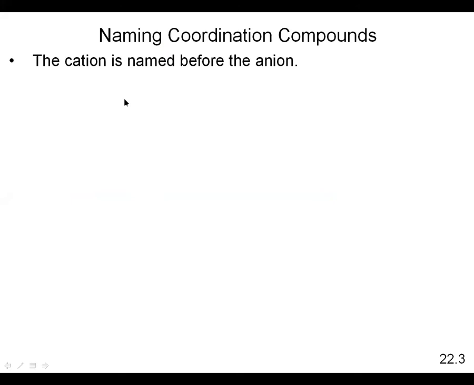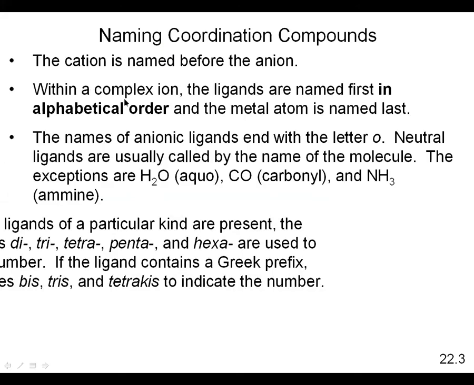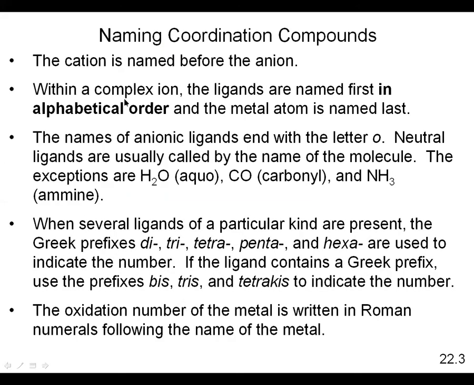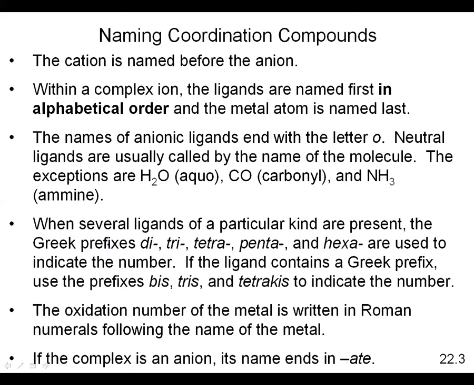So let's talk about how you name these guys. And this is the fun stuff. Not really, but we'll talk about it anyways. These names can be fairly long when you get going on them. So let's talk about the rules when we go to name these guys. Just like an ionic compound, the positive comes first and then the negative. So cation before anion. Again, that is both in formula and name.